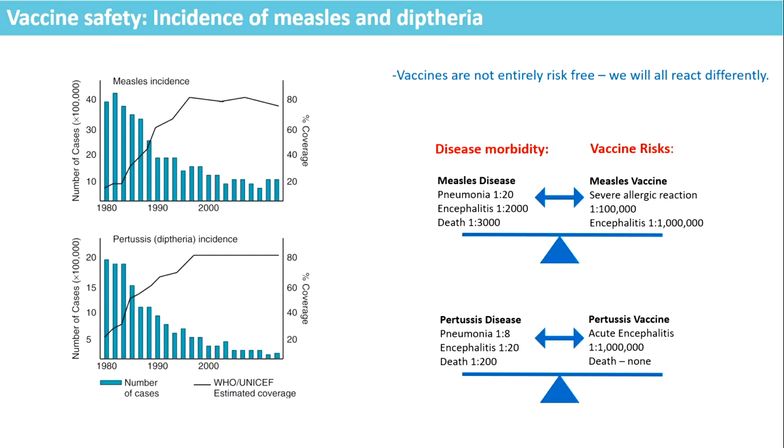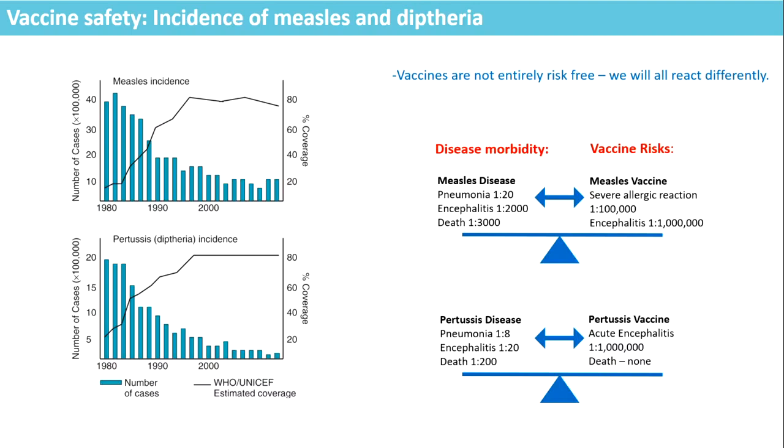Again, it's just a balance here, and these are just some figures for you. In terms of measles, the risk of getting pneumonia is 1 in 20, encephalitis 1 in 2,000, and 1 in 3,000 for deaths. But if we look at the risks of the vaccine, it's 1 in 100,000 for getting a severe allergic reaction, or 1 in a million for getting encephalitis from the vaccine.